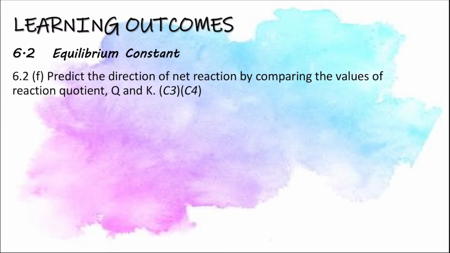Assalamualaikum. Hi guys. We are going to continue with the last video for our second subtopic 6.2, which is about reaction quotient. So in this video, we are going to learn how to predict the direction of net reaction by comparing between two values for Q, reaction quotient, and K, equilibrium constant.